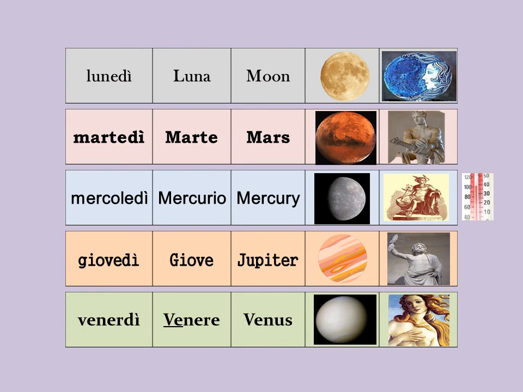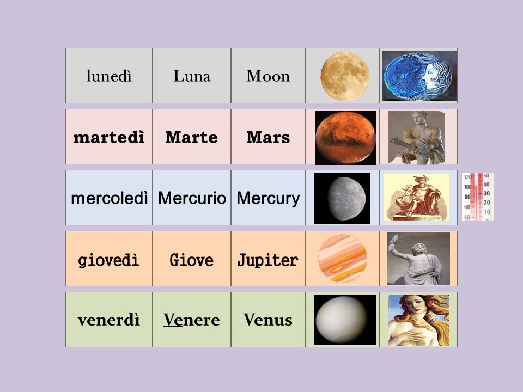The first 5 Italian day names are derived from the names of Roman deities, and it is also from these same deities that the Italian names for 5 of the celestial bodies in our solar system are taken. Lunedì. Luna is the name of the Roman goddess of the moon, and it is also the Italian word for moon. Martedì. Marte is the Italian name for Mars, both the planet and the Roman god of war.